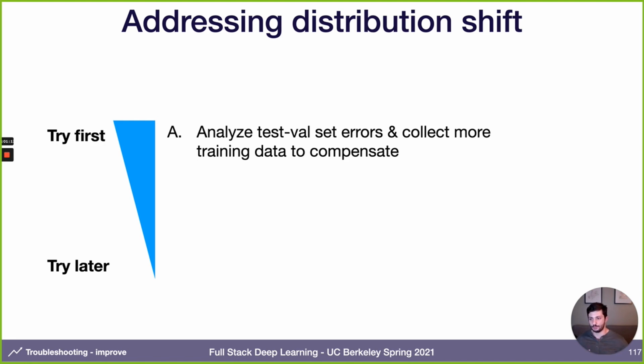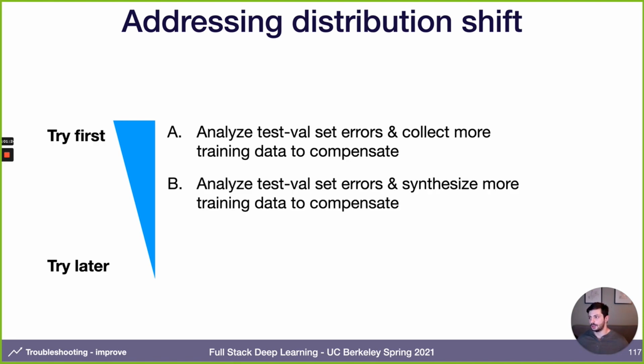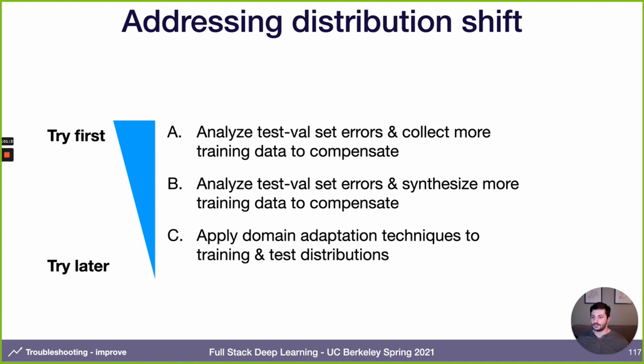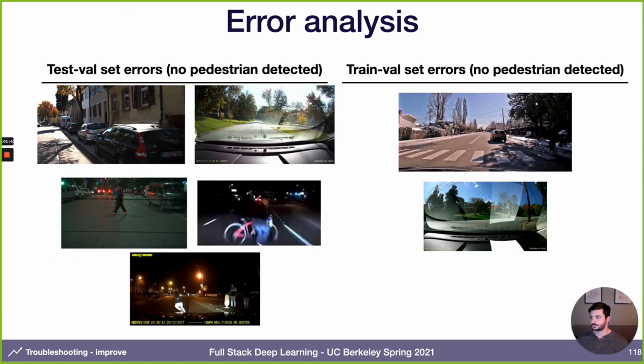I'll give a more detailed example of this in a second. But when you can do this, I think this is the most principled way to address distribution shift. Again, not always possible to go out and collect more data. So another thing that you can do is, instead of collecting more data to deal with errors in your test validation set, you can just synthesize data to deal with those errors. That can often get you pretty far. And then lastly, you can try using domain adaptation as a way of dealing with the difference in the domains.